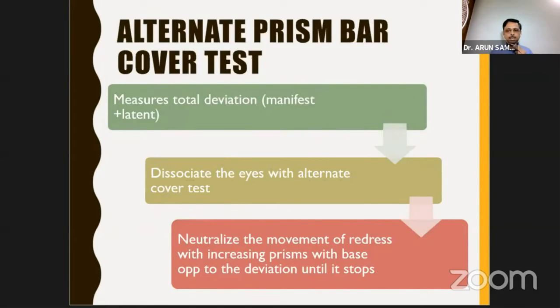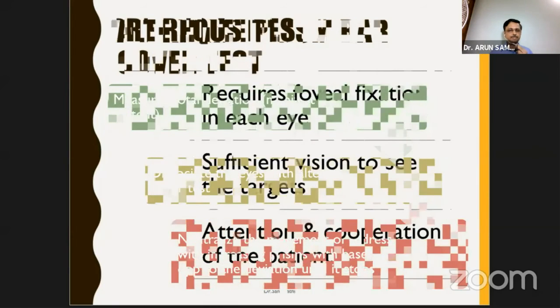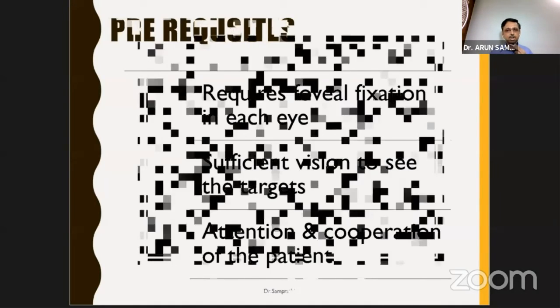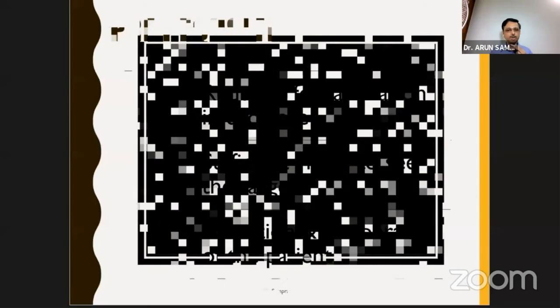The next is the alternate prism bar cover test. In this, first we dissociate the two eyes so that you can measure the total deviation, the manifest as well as the latent deviation. The prerequisites for this test are that it requires foveal fixation in each eye and good vision. If the patient has poor vision, this cannot be done. It also requires the attention and cooperation of the patient, so it cannot be done in very small children who will not cooperate.